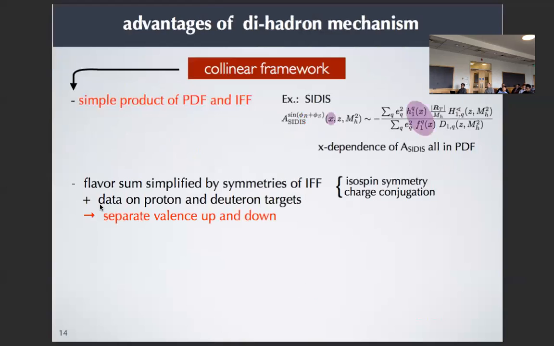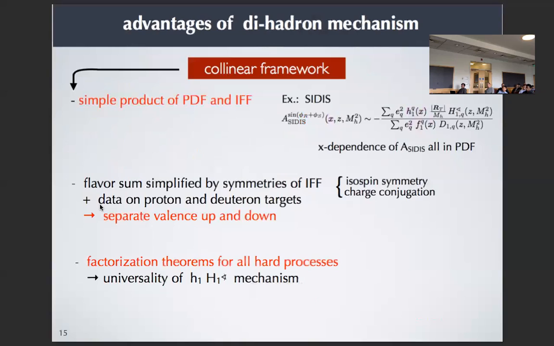But thanks to the fact that we have data on proton and neutron targets from COMPASS, we can easily and cleanly arrive at the separation of the valence up and down contributions of the transversity. Okay, so the next important feature of this di-hadron mechanism is the fact that, working in a collinear framework, we can use factorization theorems in all our processes.